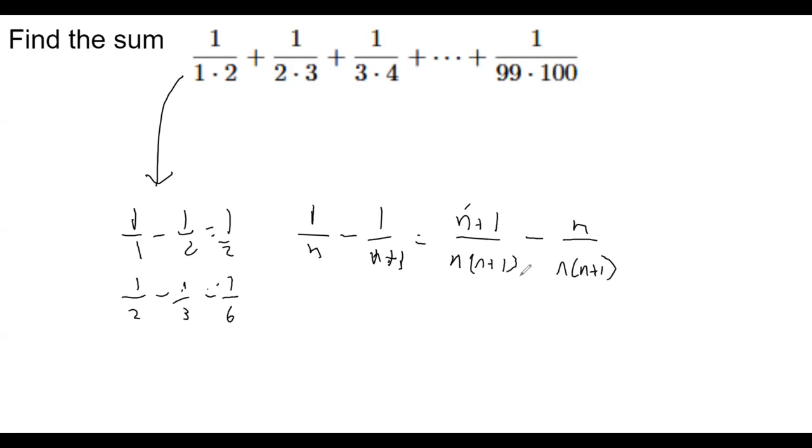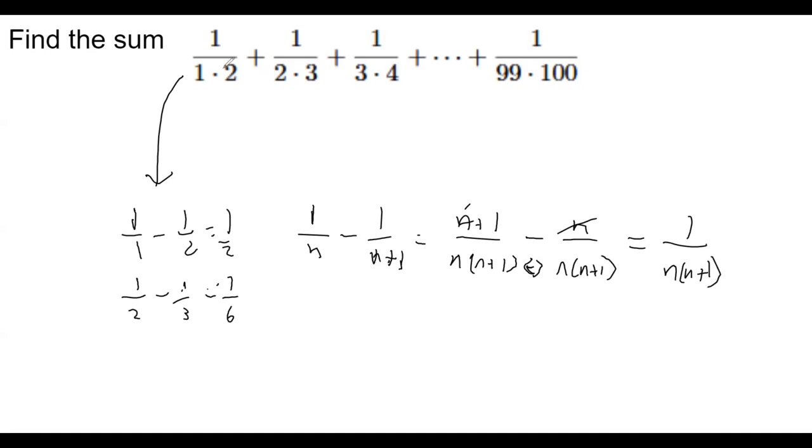And so these have the same denominators, so you can just add the numerators. n minus 1, n plus 1 minus n is just 1, right? So this just becomes 1 over n times n plus 1. So now we do have a way to break up this question.